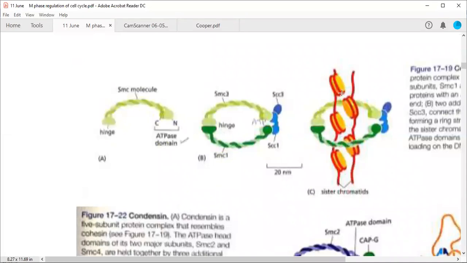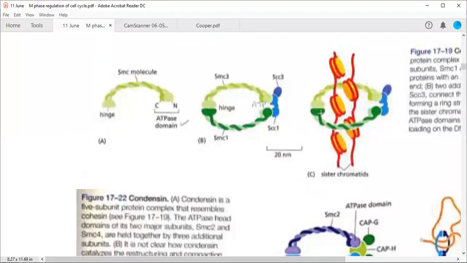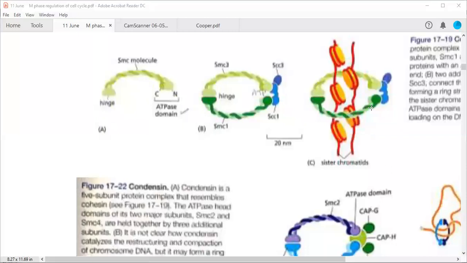So the two sister chromatids, the DNA at that particular portion, is wrapped by this polymer of SMC3 and SMC1, that is, cohesin. So that's how, at the hinge region, this complete protein, the cohesin, is encircling your sister chromatids. It is holding both the sister chromatids together. So it must be broken down to release the two sister chromatids so that they can be separated during anaphase of your M phase.